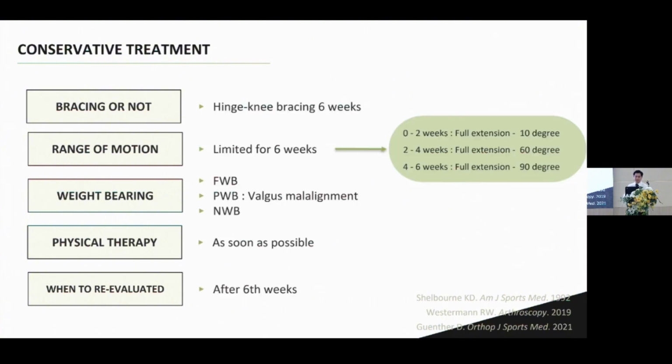After my review, I can conclude that most of the authors recommend that we give the patient hinge knee bracing for 6 weeks with limited range of motion, with gradual return to flexion every 2 weeks. The weight bearing can be full, partial, or non-weight bearing. In a valgus malalignment knee, we might give the patient a partial weight bearing regimen. And we should start physical therapy as soon as possible and evaluate the patient at the 6th week.